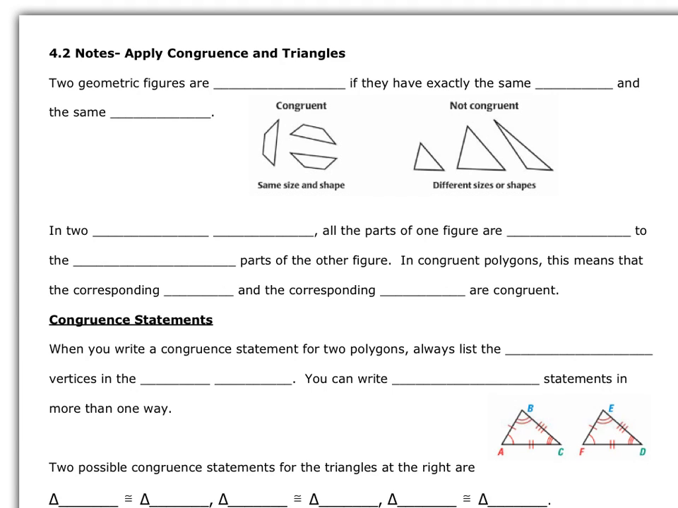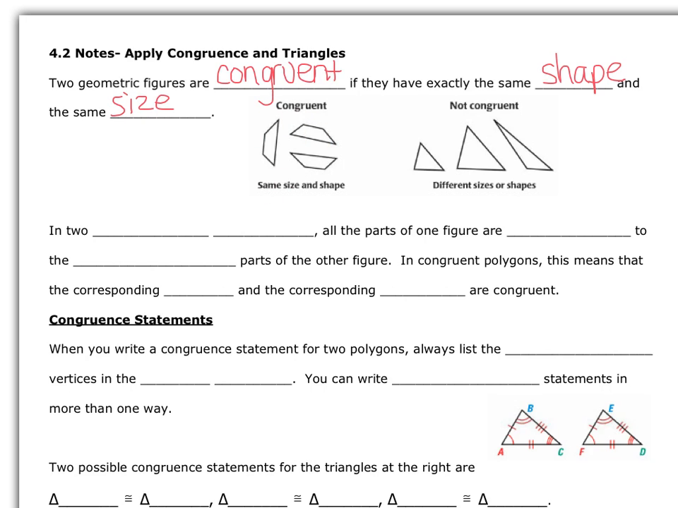4.2, we're going to learn about congruent triangles. So two geometric figures are congruent if they have exactly the same shape and the same size. You can see in the picture here, these are congruent polygons. Remember, a polygon is a multi-sided figure that's closed.